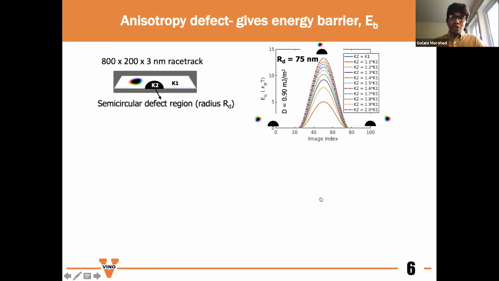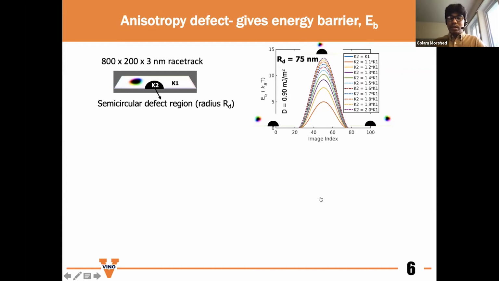So here we show the results for the case of anisotropy defect. That means the anisotropy of the defect region is different from the rest of the track region. We show the results on the right side for an 800 by 200 by 3 nanometer racetrack with a defect radius of 75 nanometers. We vary the anisotropy ratio and find that when the ratio is around 2, the energy barrier is kind of saturating. So for the rest of the calculations, we use that anisotropy ratio.